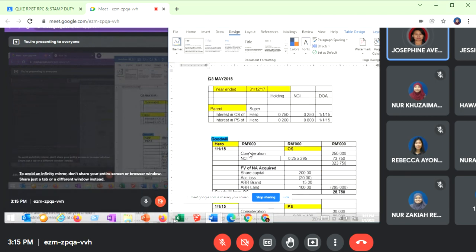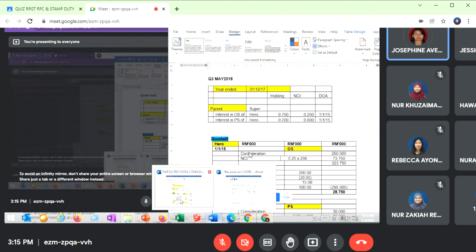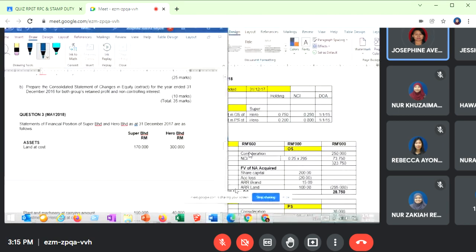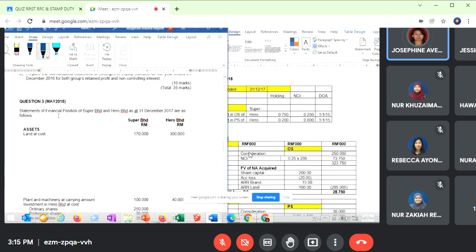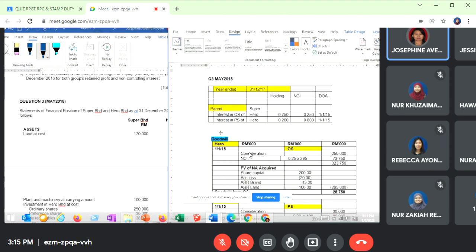Okay, then let's go to question number 3. So we have already discussed, we have already revised on the statement of profit or loss. Dah banyak juga soalan kita buat. So now we look back at the preparation of the consolidated financial position. So question number 3.